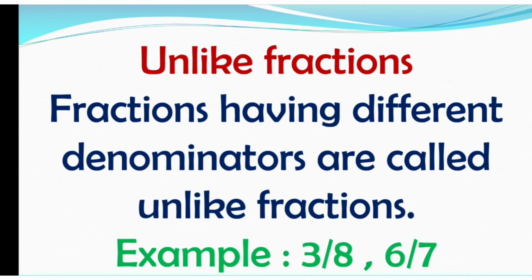Next, unlike fractions. Fractions having different denominators are called unlike fractions. For example, 3 by 8 and 6 by 7. These fractions have different denominators. So these fractions are called unlike fractions.